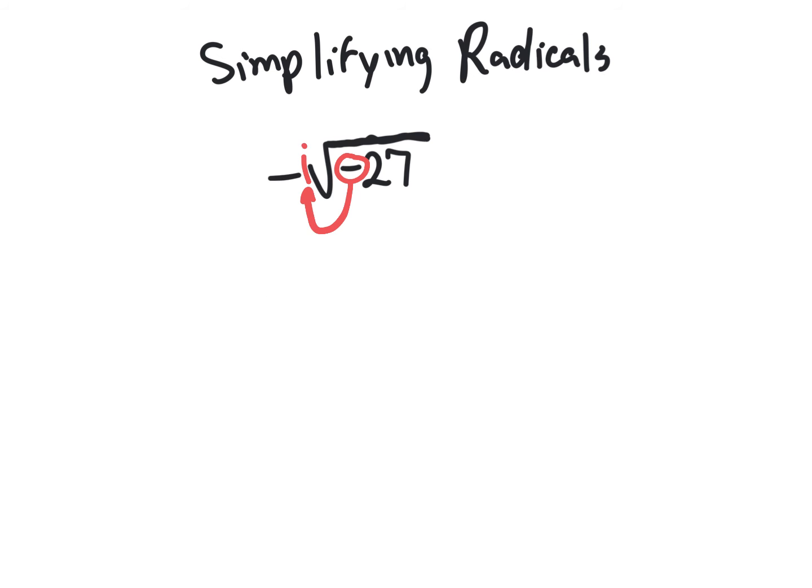So what do we have so far? We have negative i, that's kind of like negative x, treat it like any other negative variable. And we do have the square root of 27 now, no longer negative 27. It's just a regular 27.